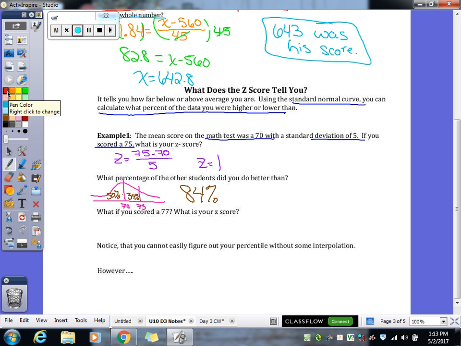All right, so that one was easy because standard deviation of 1, we've been dealing with that. What if your score was a 77 though? So let's figure out our z-score if we got a 77. 1.4. Was that ever on our little curve that we've dealt with? 1.4? No, we started with 1.5. But would that help us with a 1.4 z-score? No. So that is why you have that chart that I've given you.